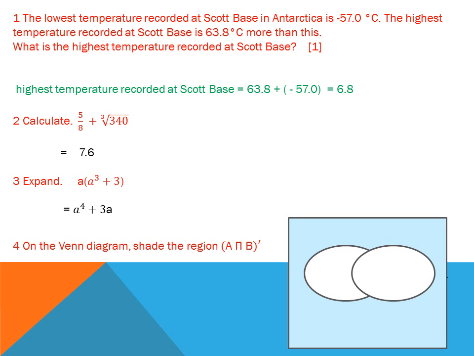So the higher temperature recorded at Scott Base is 63.8 plus, we should add these two temperatures, then we find the final temperature. First we cover the minus 57 degrees, move towards 0, then further move into the positive degrees. So 63.8 plus 57.0 is equal to 6.8 degrees. In the second question, 5 over 8 plus cube root of 340. We should use the calculator here and find the final value is 7.6.